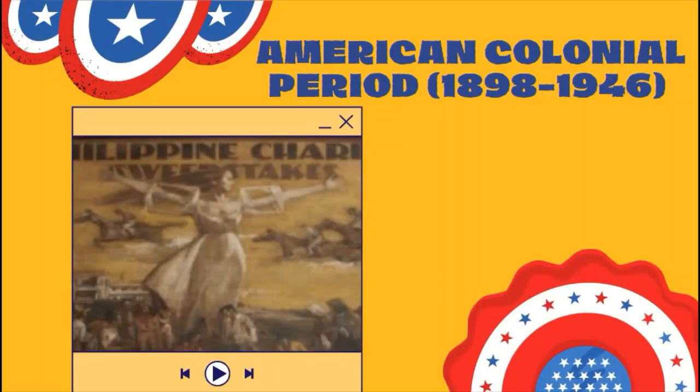And next we have American colonial period during 1898 to 1946. So kung ang mga Spaniards, ang naging contribution nila sa kultura natin is about religion, ang US naman po o ang Amerika naman po, ang naging kanilang malaking contribution sa atin ay ang pagpapahalaga sa edukasyon at pagkakaroon ng values. Bakit? Kasi po, ito yung kanilang pamumuhay. They really contribute this kind of culture and their beliefs to us.